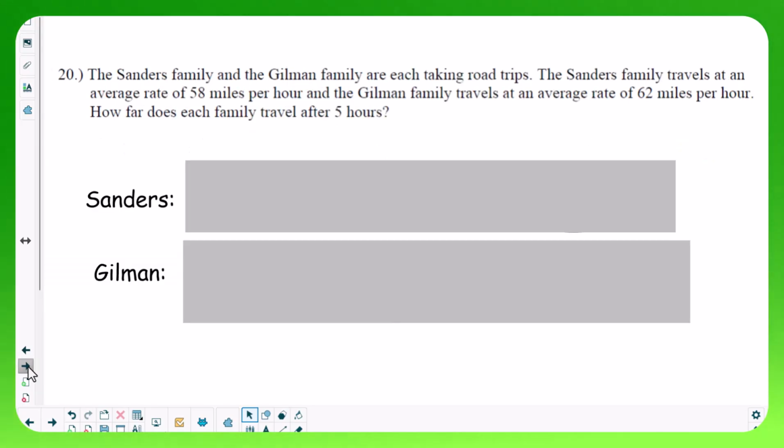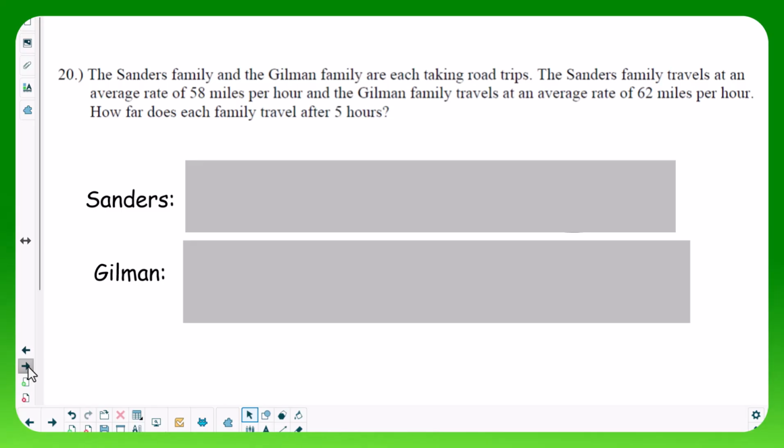All right, question number 20. The Sanders family and the Gilman family are each taking road trips. The Sanders family travels at an average rate of 58 miles per hour, and the Gilman family travels at an average rate of 62 miles per hour. How far does each family travel after 5 hours?